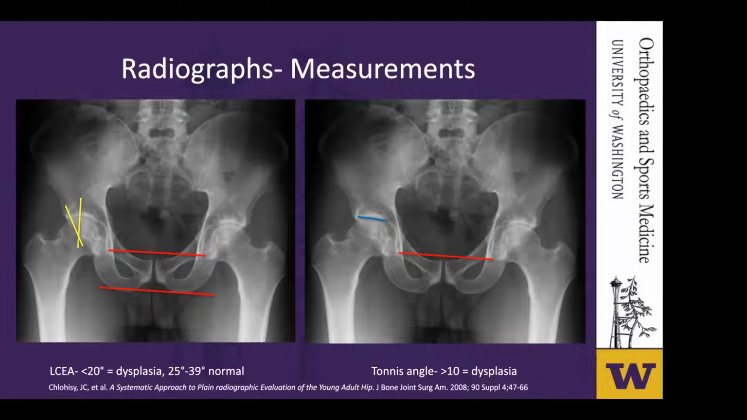There's additionally a 21% increased risk for progression to total hip arthroplasty for each degree of lateral center edge angle less than 28 degrees. Additionally, of 710 hips that underwent total hip arthroplasty before age 50, 48% had a lateral center edge angle of less than 20 degrees.